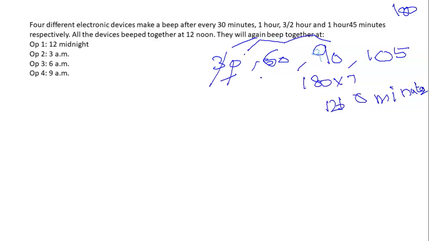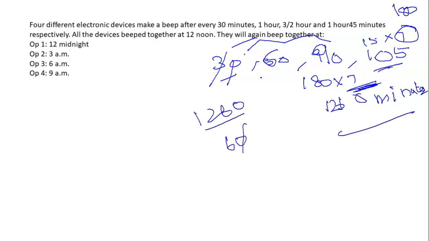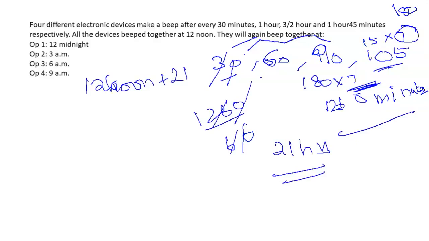For 105, we have 15 into 7, so 15 is already inside 180, obviously. So 180 into 7, your answer is 1260 minutes, which is 21 hours. Divide by 60 minutes, your answer is 21 hours. So 21 hours from 12 noon, 12 noon plus 21 hours gives you 9 a.m. Clear? 9 a.m. Clear? Next question.